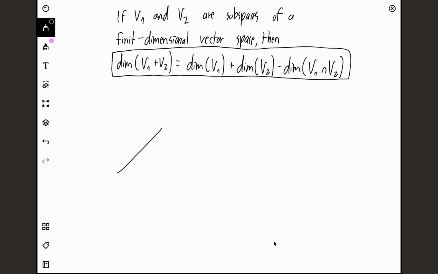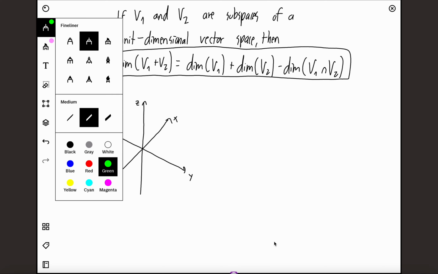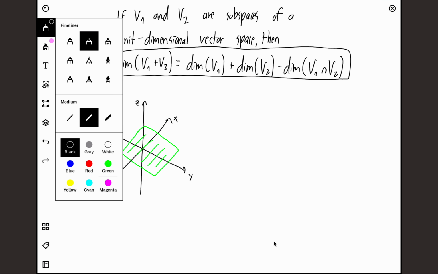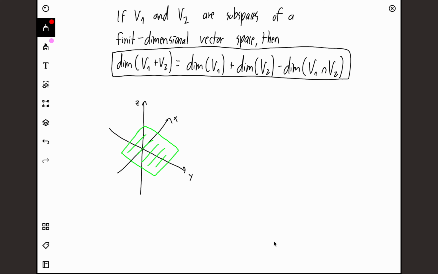For example, to first see the intuition, if we draw a 3D space, we've got the X, Y, Z axes. Let's imagine we have a 2D plane that spans the XY axes. It spans the whole XY plane. I'm just drawing it as a square. And then let's imagine we have a 1D space, a line that spans the z-axis.